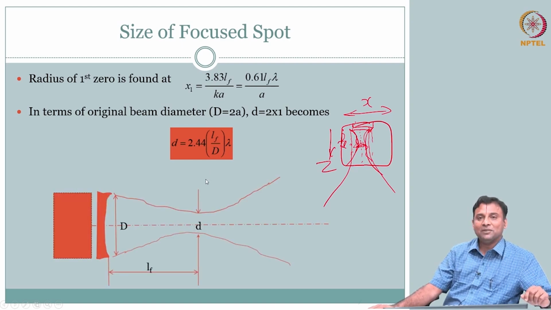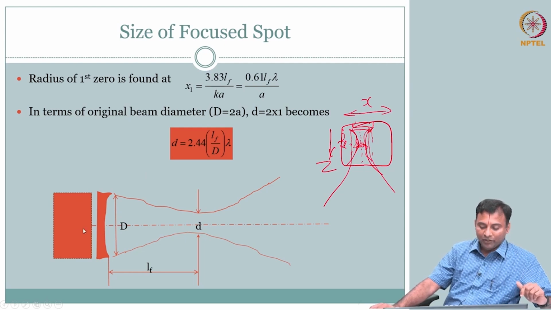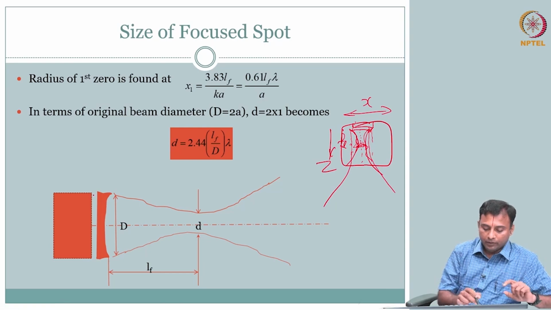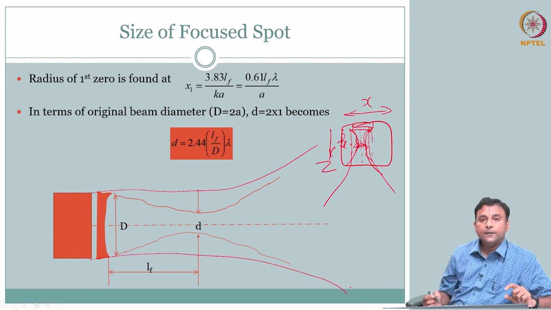Unfortunately, life is not that simple. There is going to be a trade-off. We will just appreciate that trade-off in the next slide. So to complete what we have done, this is a transducer, and you have an acoustic lens in front of it. Left by itself without the lens, the beam would have travelled like this and then gone like that.